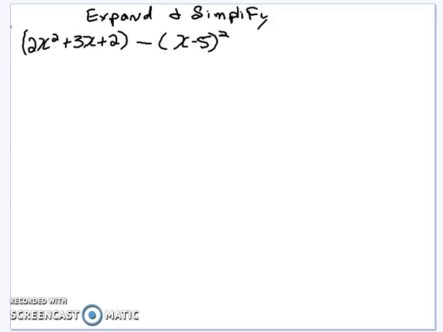So first thing I'm going to do is simply write down my 2x squared plus 3x plus 2 and the minus sign, or negative if you will. Why am I doing that? Well, because there's no multiplication here, and order of operations tells us that we have to do any multiplying or powers first. So I'm just writing this down because I'm not going to touch that for a little while.